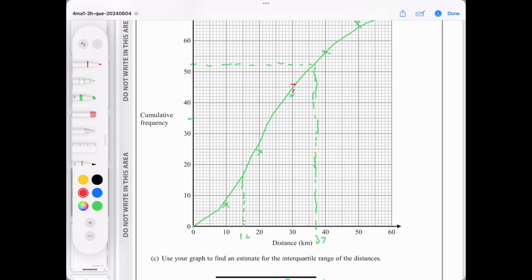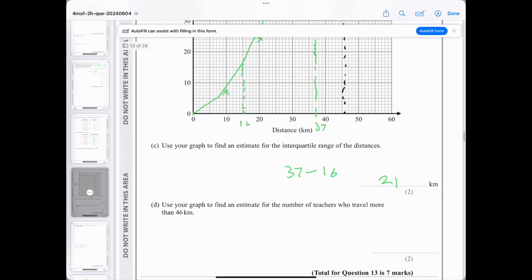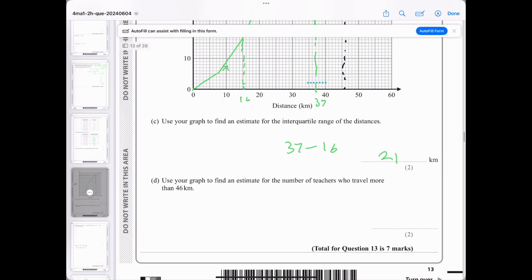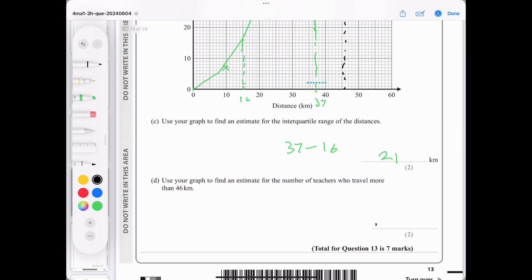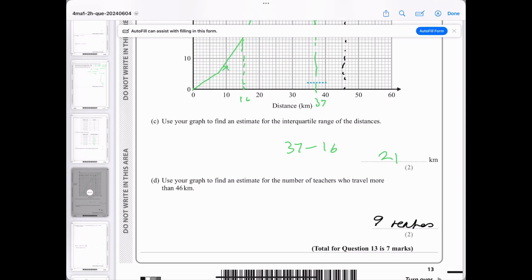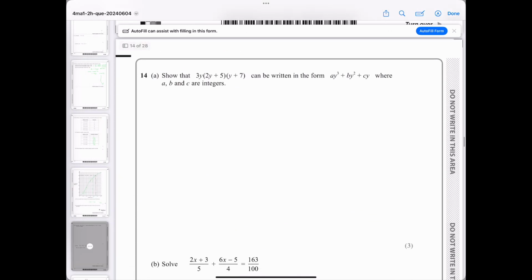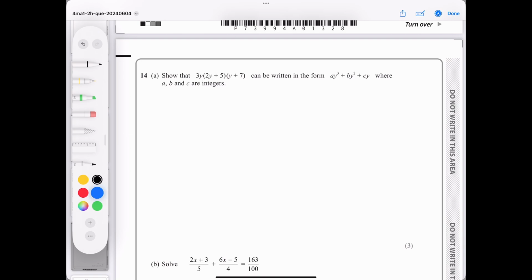And we all make mistakes. Try not to make them in the exam though. That's 46. Well, that took me a while, and that goes to 61, I think. So only 9 of the teachers travel more than 46 kilometres. Well, that's an estimation.